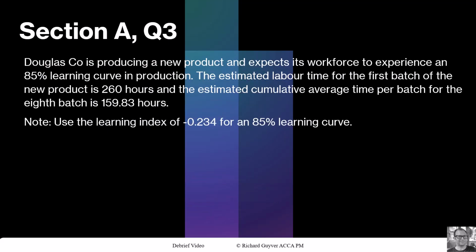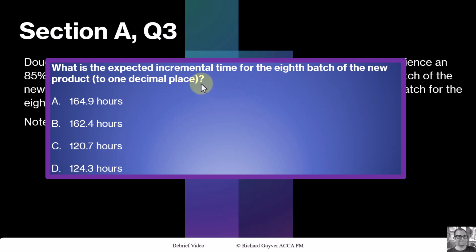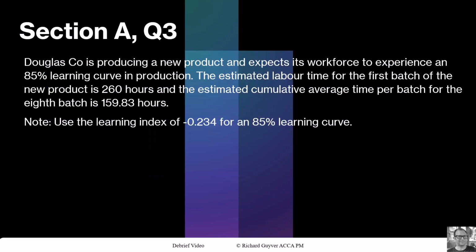Okay, let's move on to question 3. So we need to calculate here the expected incremental time for the 8th batch of the new product to 1 decimal place. And the question is that Venhosp Co is providing a new product and expects its workforce to experience an 85% learning curve in production. The estimated labour time for the first batch of the new product is 260 hours. And the estimated cumulative average time per batch for the 8th batch is 159.83. And it tells us to use the learning index for an 85% learning curve, and it gives us the value of minus 0.234. So this comes from syllabus area D, which is on learning rate and learning effect.